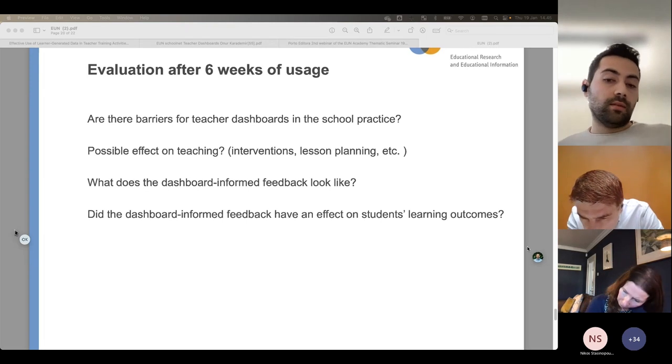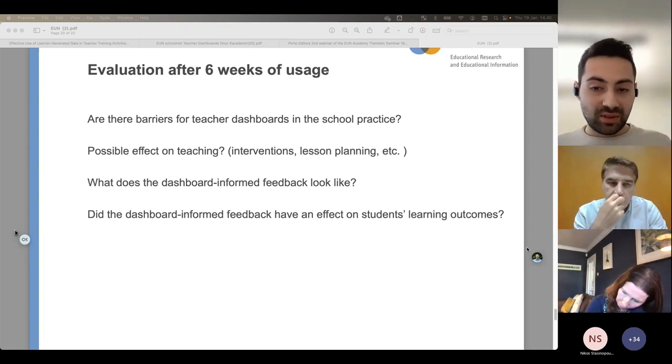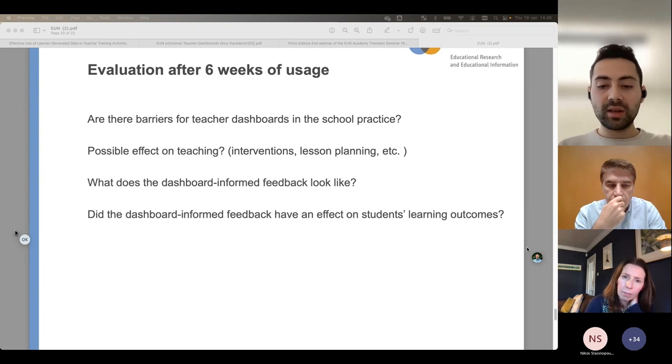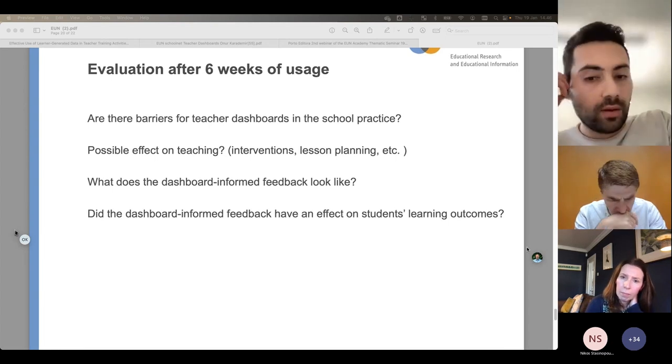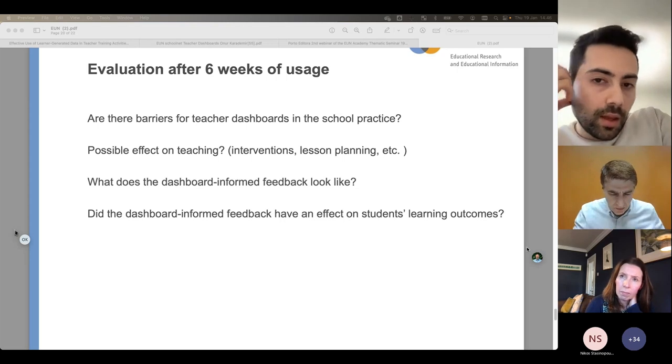Also an interesting part, and the most interesting part: does it help students to learn? What are the learning outcomes for the students who got the feedback versus the students who got no feedback?